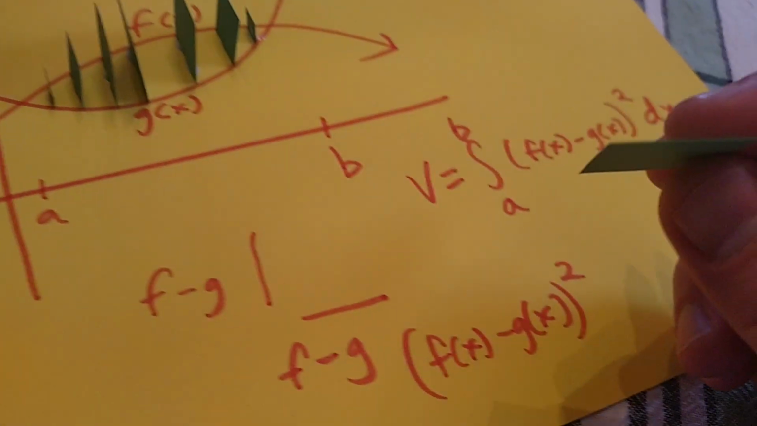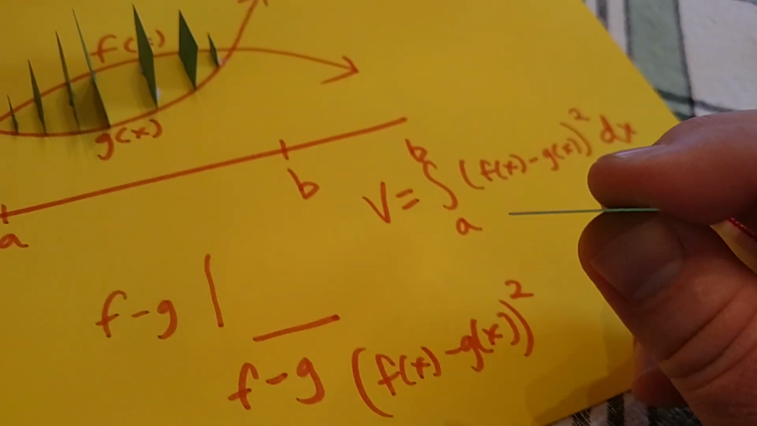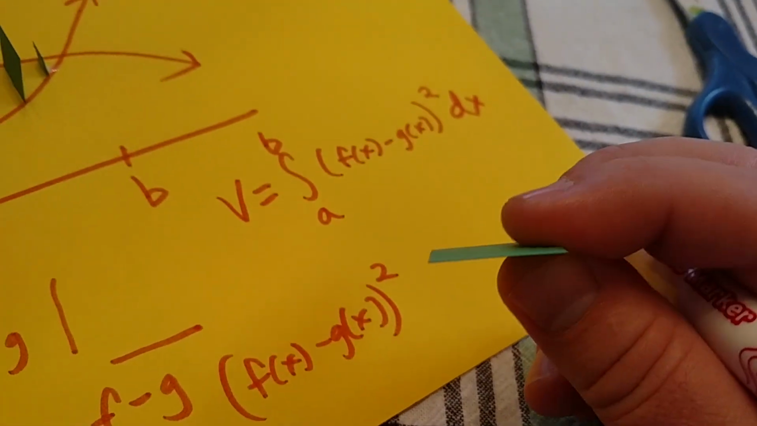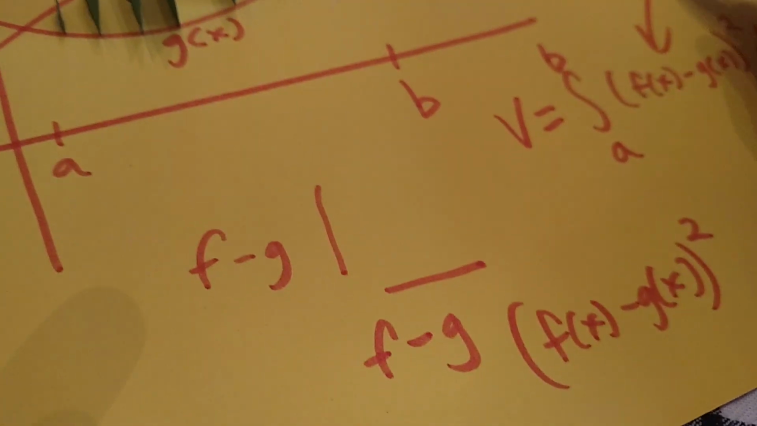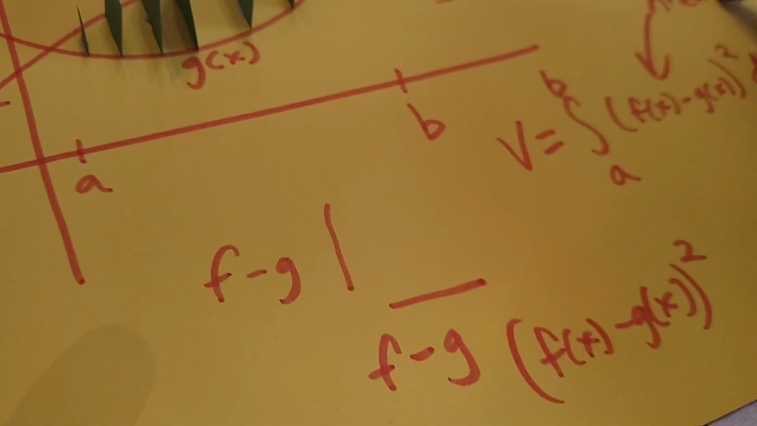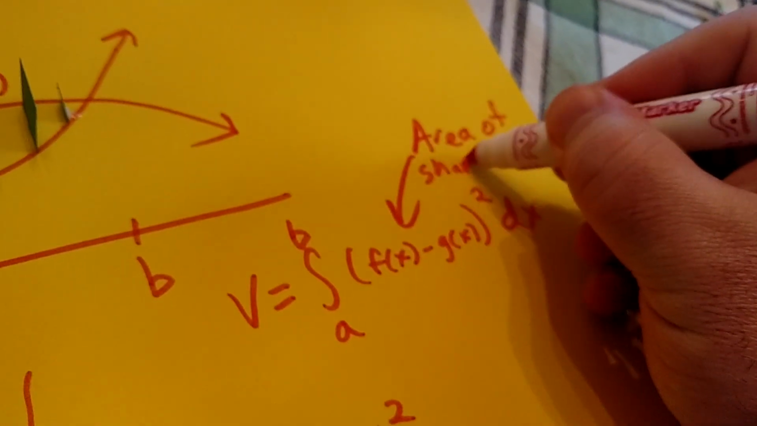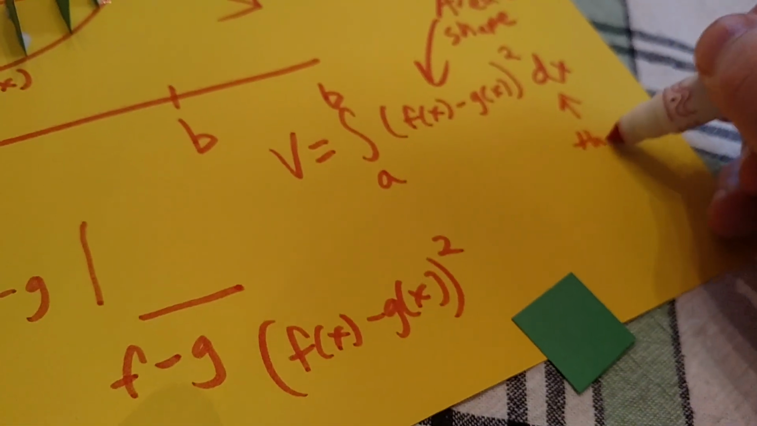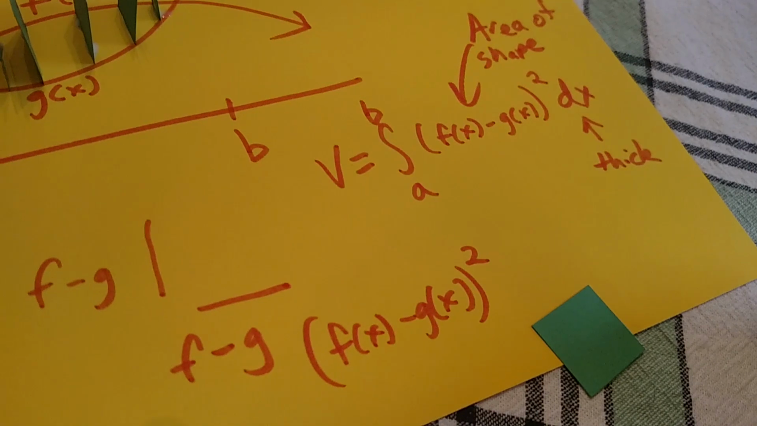As we can see, the thickness of this piece of paper is very, very small, right? But there is some thickness. In actuality, it's infinitely thin, okay? But we have to put this in to make the volume. So this is the area of the shape, and then this is the thickness, okay? To get your volume.